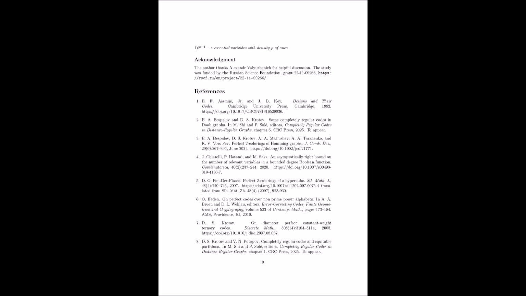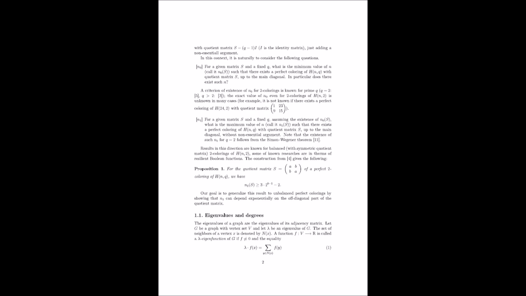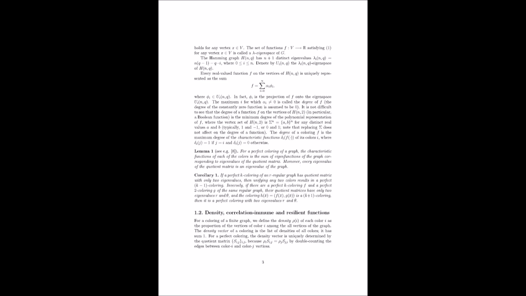Okay, so this quotient matrix is like a blueprint. It's a blueprint. It tells you for a vertex of a certain color how many neighbors it should have of each color. So it's not just assigning colors, it's making sure they fit together in a certain way. Absolutely. And what makes this deep dive particularly interesting is that we're looking at perfect colorings without non-essential arguments.